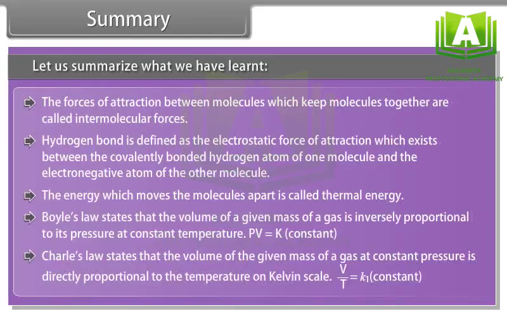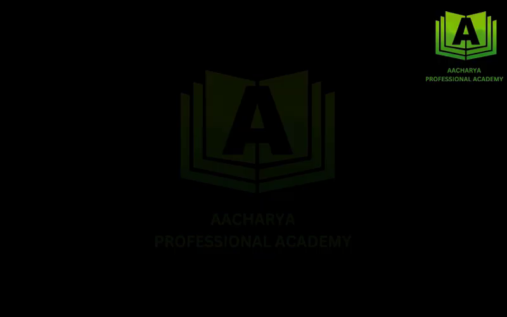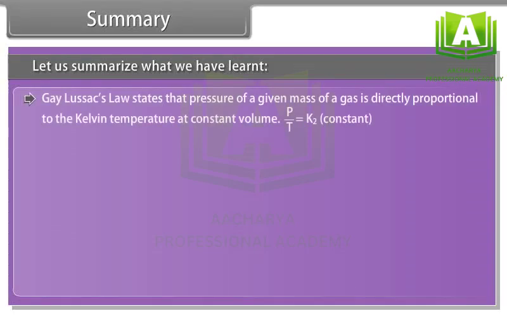Charles' law states that the volume of a given mass of a gas at constant pressure is directly proportional to the temperature on Kelvin scale. V by T is equal to K1 is constant. Gay-Lussac's law states that pressure of a given mass of a gas is directly proportional to the Kelvin temperature at constant volume. P by T is equal to K2 is constant.